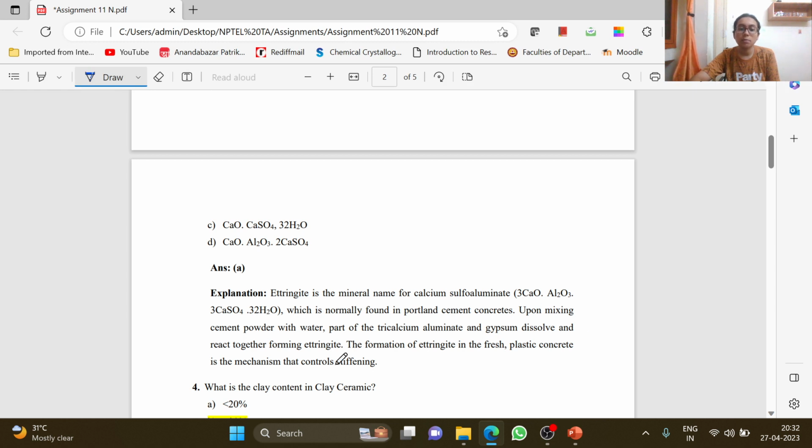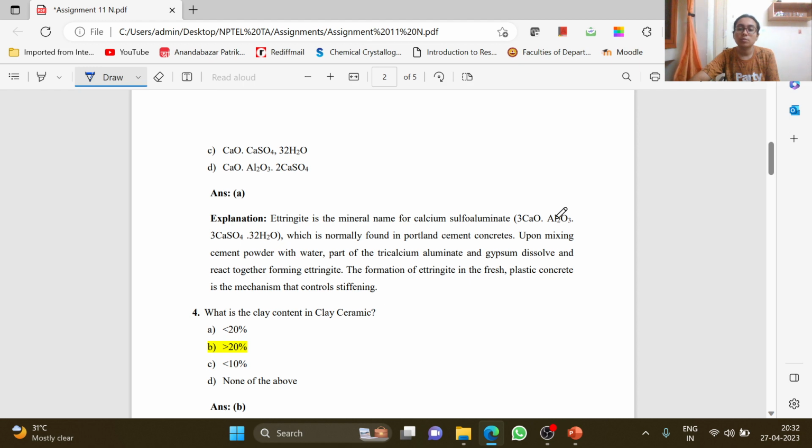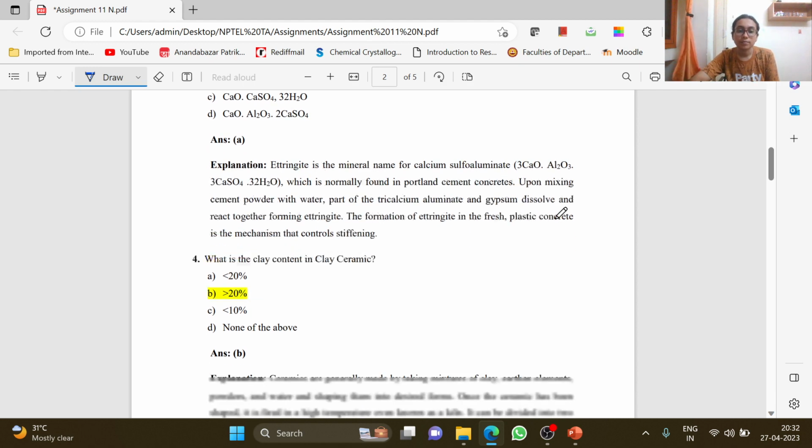After mixing cement powder with water, part of the tricalcium aluminate and gypsum dissolve and react together, forming ettringite. The formation of ettringite in fresh and plastic concrete is the mechanism that controls stiffening. So this is responsible for the stiffening of cement.